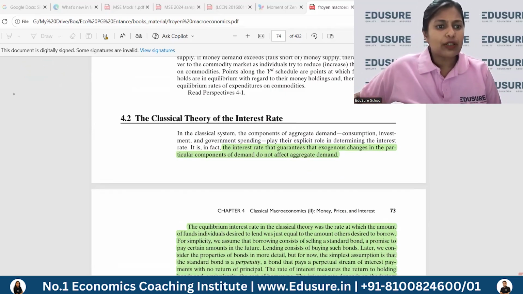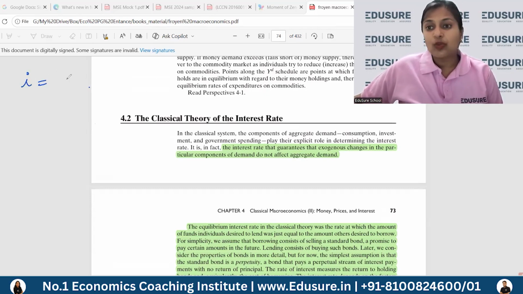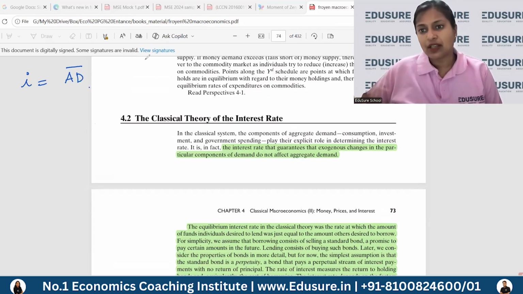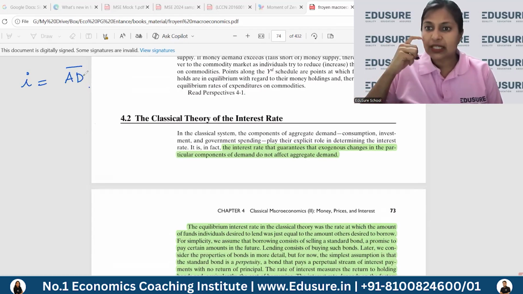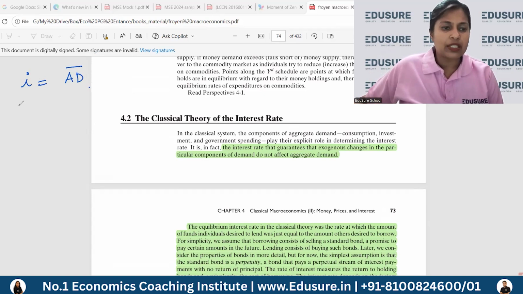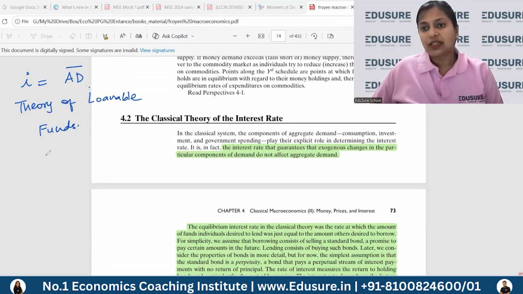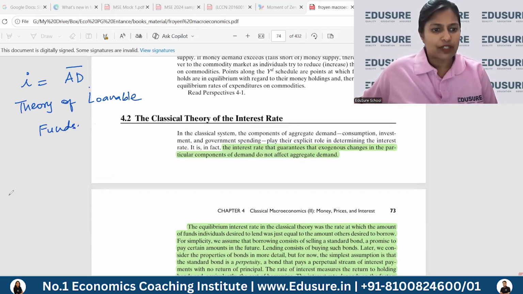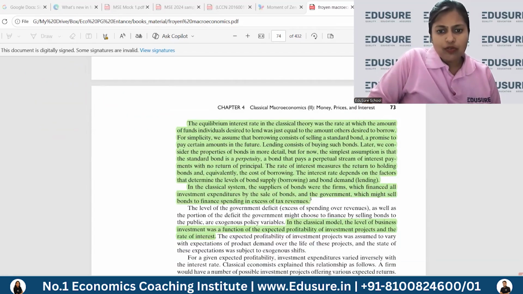Now in the classical model, the onus is on the interest rate to keep aggregate demand constant. Basically, to keep aggregate demand constant, the role is played by the interest rate, and the theory developed by the classical economists is called the theory of loanable funds. So now we are going to do the classical theory of interest, or the theory of loanable funds.